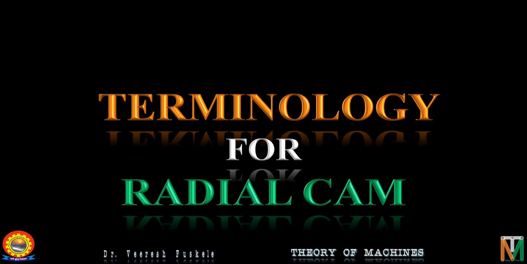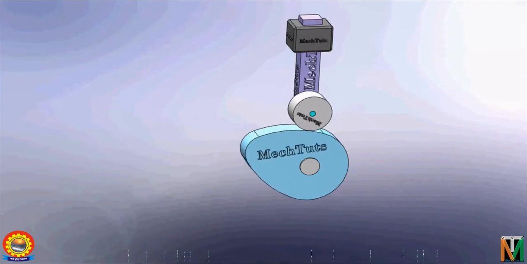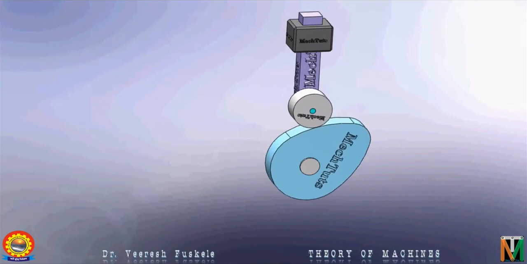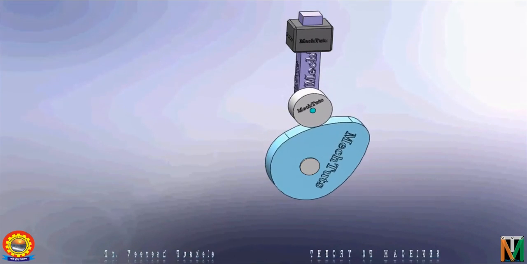This is part 2 of the lecture on terminology for radial cam. In the first part, we discussed a few terms related to radial cam. The radial cam, as we defined, is the cam in which the motion of the follower is in the direction perpendicular to the axis of rotation of the cam.